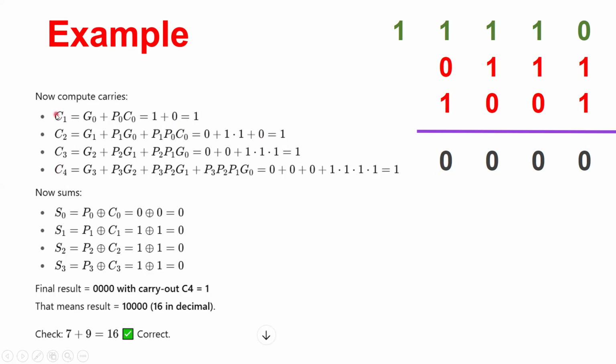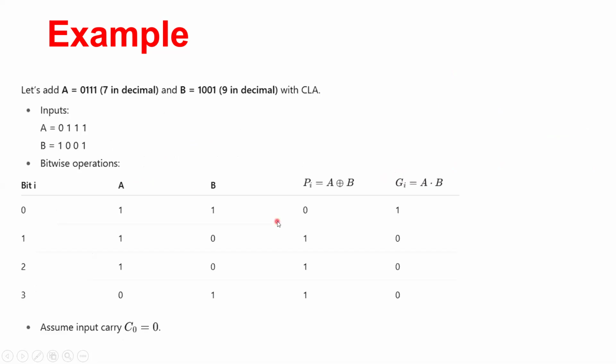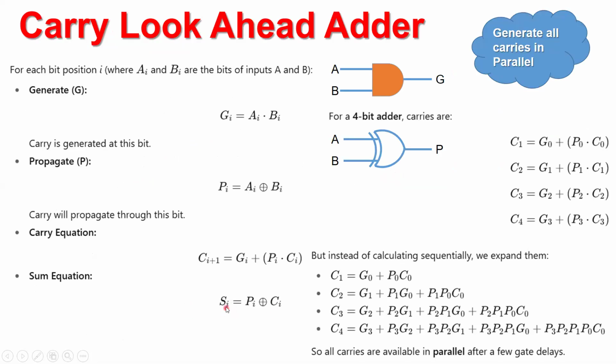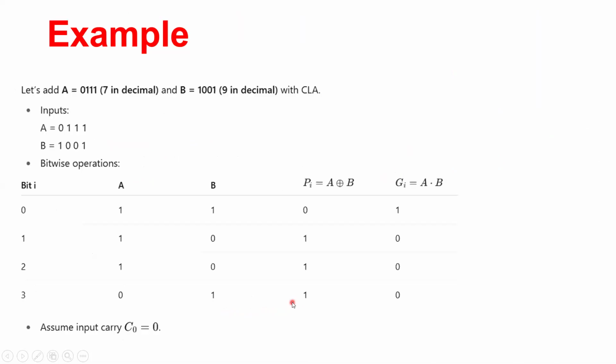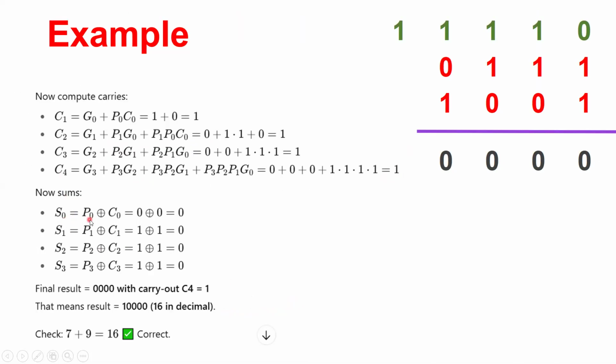We are calculating all those carries in parallel with the logic equations. We only need this combinational logic circuit. C4 is equal to 1 here. And the sum equation we have seen from the previous slides: S i is equal to P i XOR C i. So you just have to put in those values right here. S naught would be P naught XOR C naught. S1 would be P1 XOR C1. S2 would be P2 XOR C2. And S3 would be P3 XOR C3.